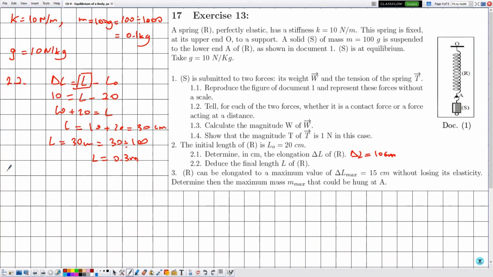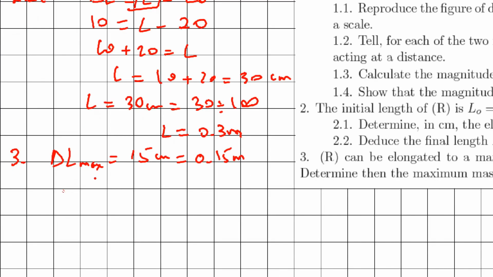Now in number 3, the spring can be elongated to a maximum value of delta L max, which is 15 centimeters, which is 0.15 meters, without losing its elasticity. Determine the maximum mass m max that could be hung at A. So knowing delta L max, we can determine T max. Knowing T max, we need to determine W max. Knowing W max, we can deduce m max. So we will move in this algorithm.